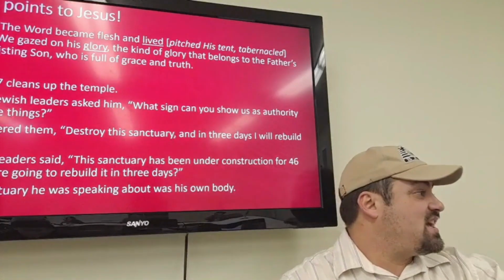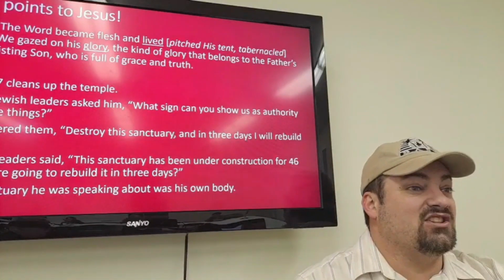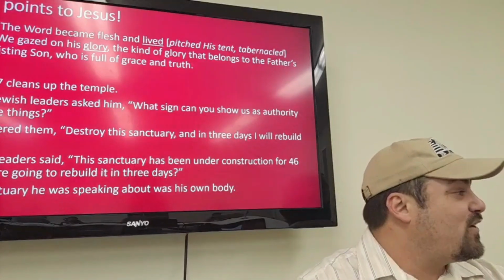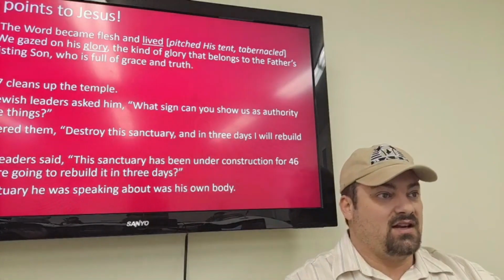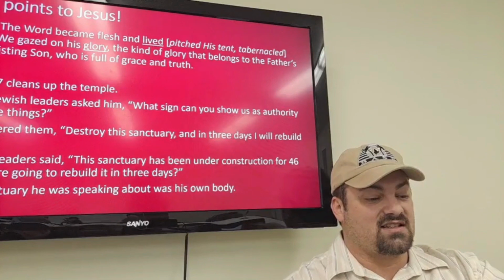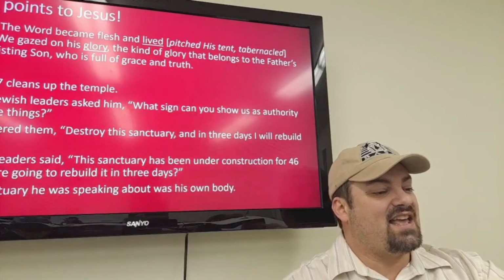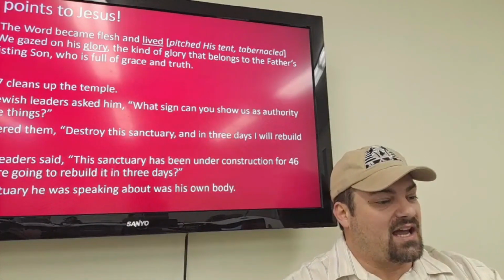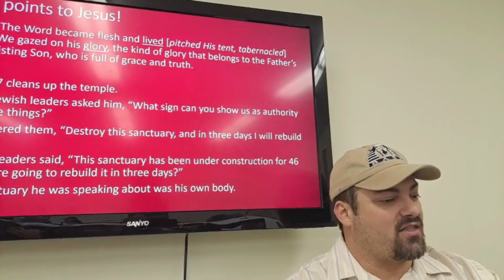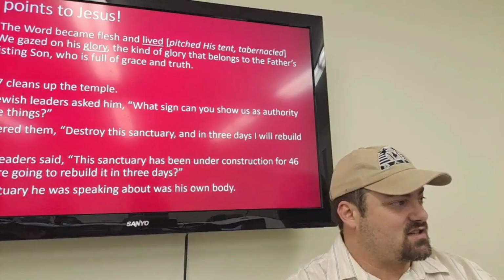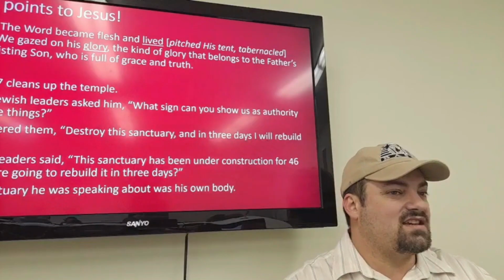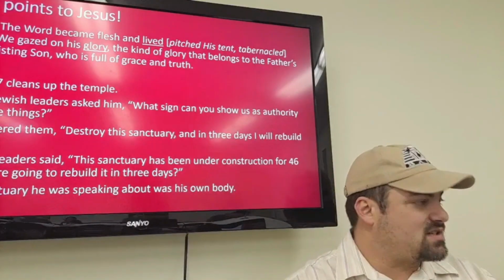Jesus pitched his tent here on this earth so that we could see him, that we could live with him. Further than that, notice what else it says. And we gazed on his glory, the kind of glory that belongs to the Father's uniquely existing Son. What did they see in the Old Testament surrounding the tabernacle?